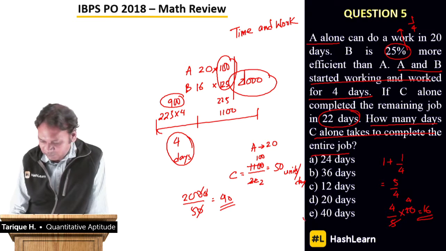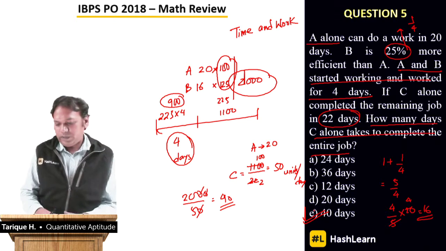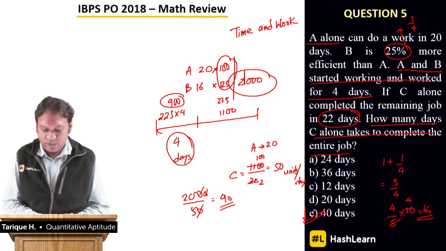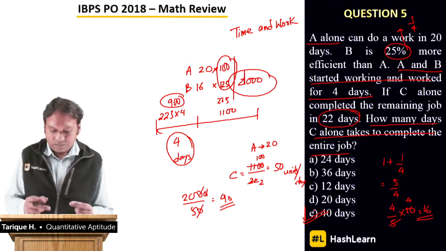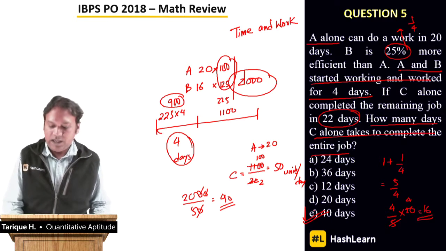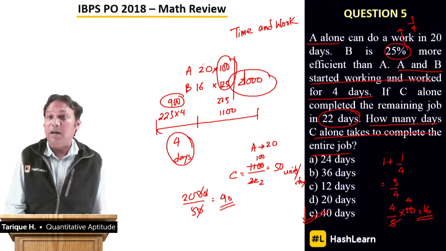What is the answer? 40 days, E. So look at this question and understand how we have approached this question. First of all, one approach is that you take A's total work as 20. A can complete the work in 20 days. B can complete in 16 days.